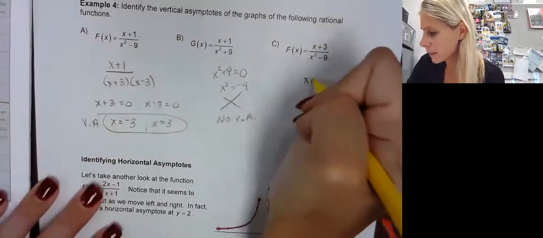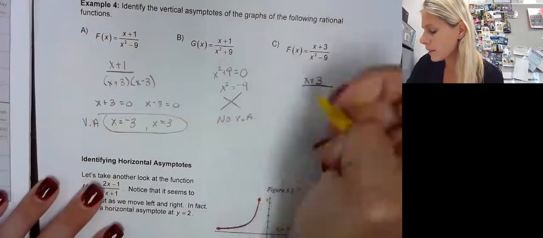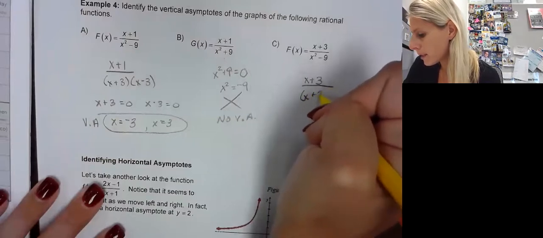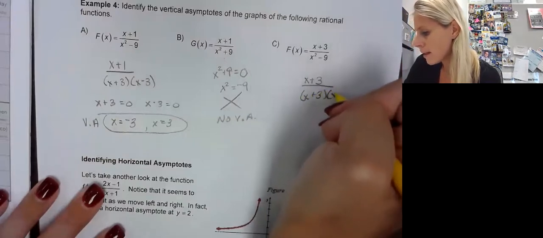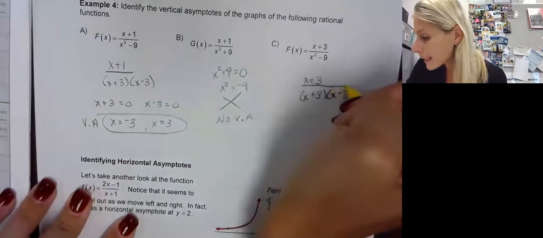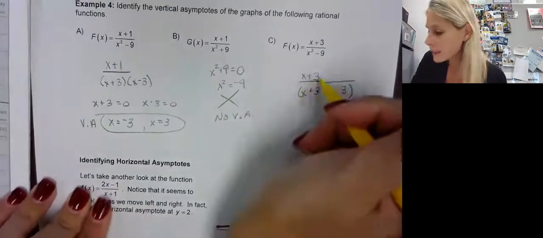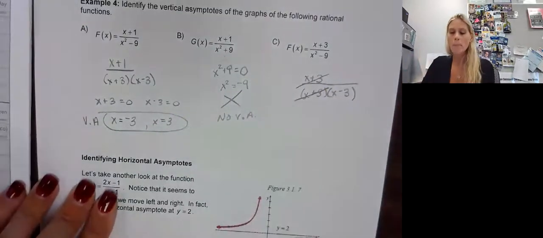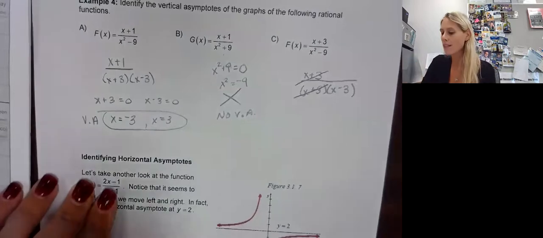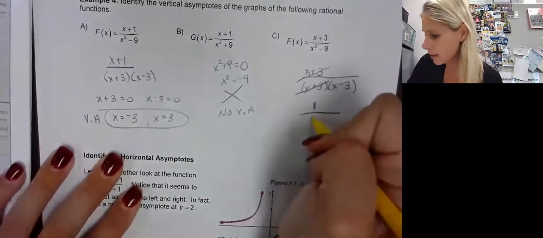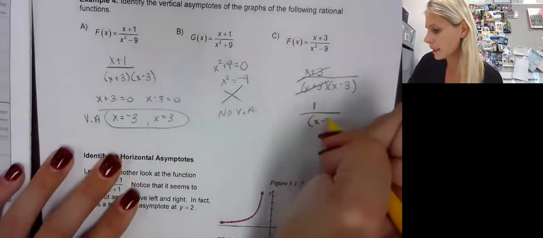So we have x plus 3, and then the denominator here, we have a difference of squares, so x plus 3 times x minus 3. I'm going to show you guys something because this is one of the biggest mistakes people make. Yes, we can cross off this x minus 3. That is awesome. But what is left? In the numerator, what's left is 1. In the denominator, we're left with x minus 3.